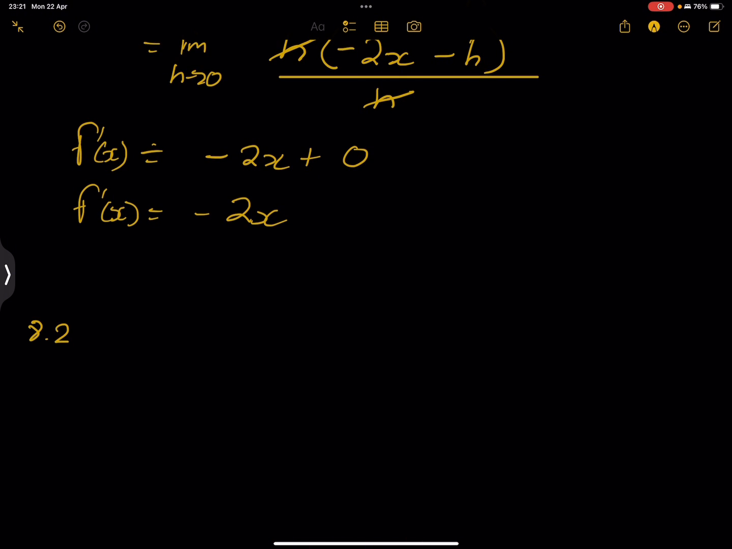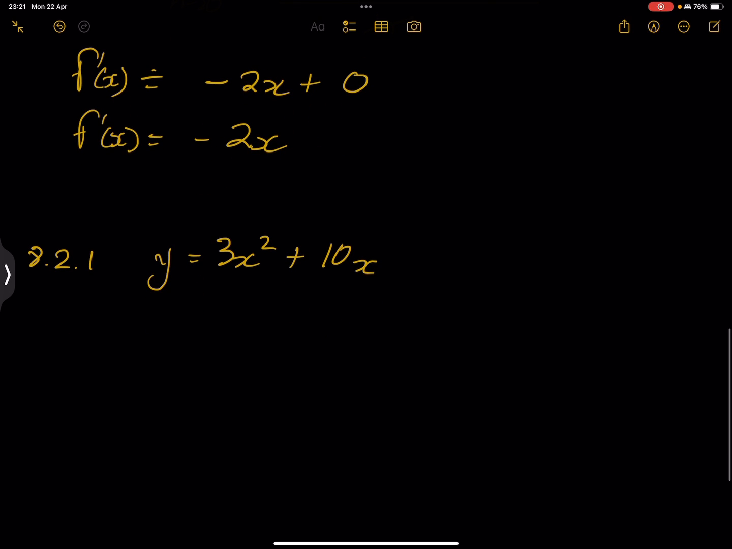Okay, so 8.2.1, y is equal to 3x squared plus 10x. So remember, you first get rid of your brackets, and any exponent that is negative, or any surds for that matter. So in this case, we are okay. So dy/dx, right? This will be 6x plus 10.